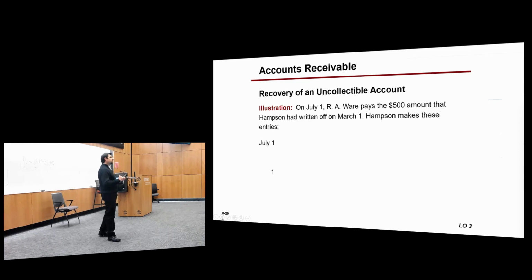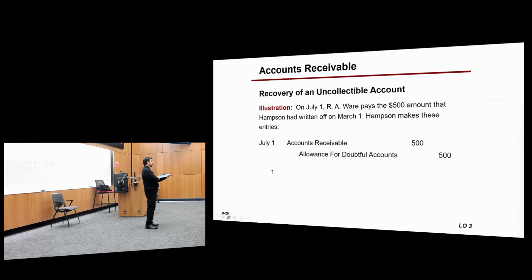So when they pay you back, now you have to re-establish the account because you already wrote it off. Otherwise, what are they paying you for? Are they paying you for a new service? No, they are paying you for their debt, to settle their debt. But you already wrote off the debt. You have to reverse it. How do you reverse the write-off? You debit accounts receivable and you credit allowance for doubtful accounts. This is to re-establish the account.